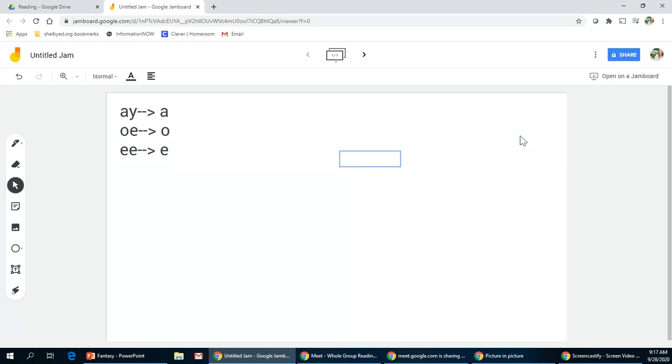Let's decode this word. Give me a thumbs up when you have this word decoded.